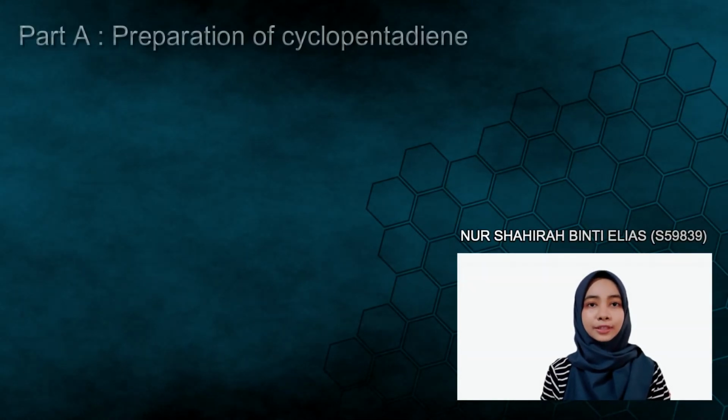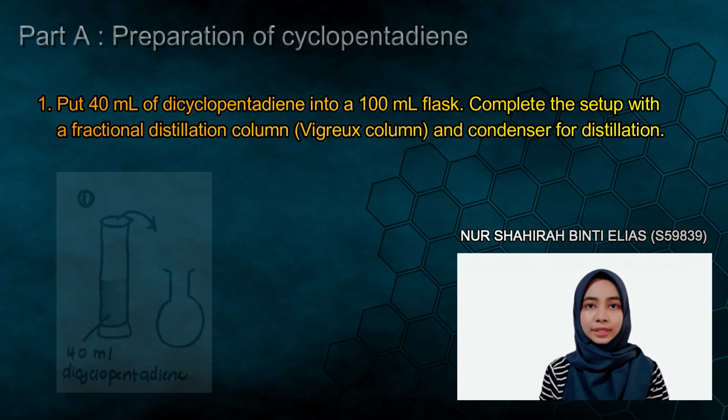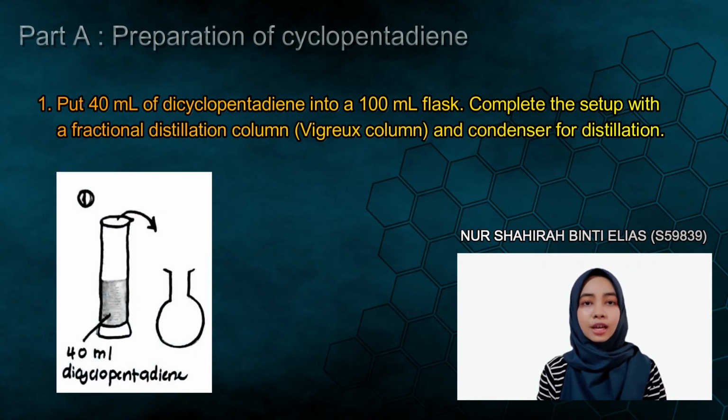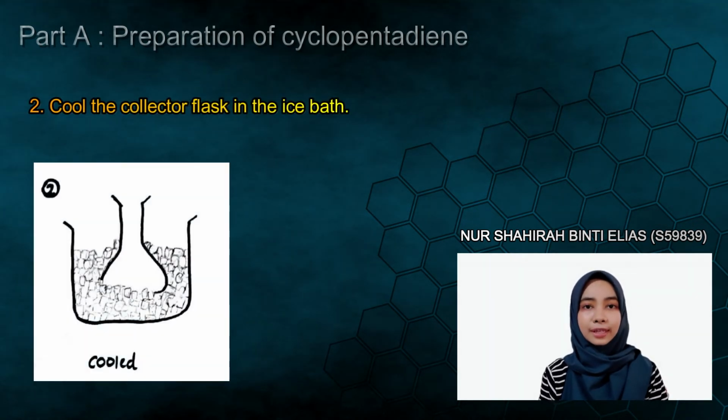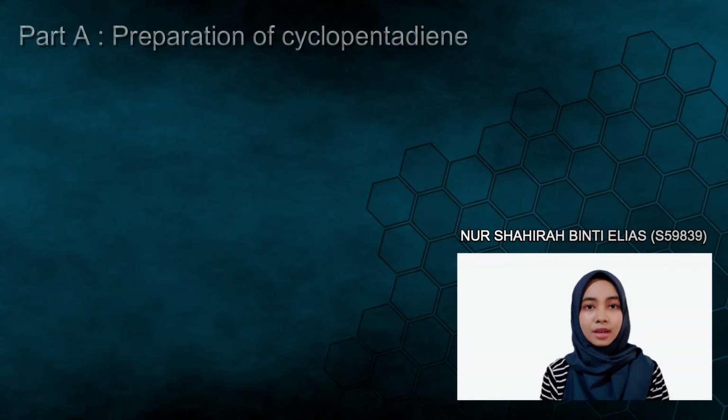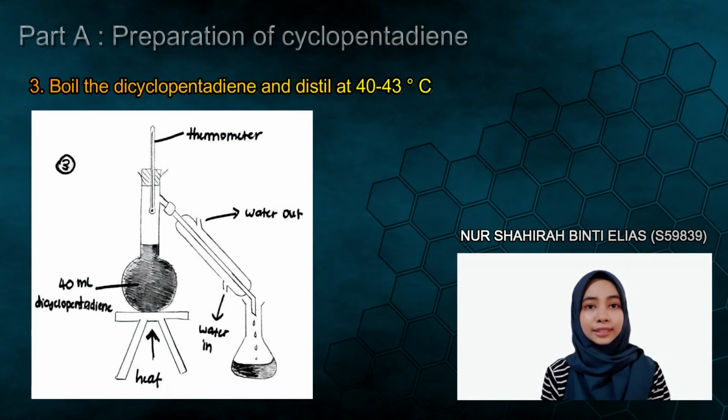There are two steps in the Diels-Alder reaction. First is the preparation of cyclopentadiene. First, put the cyclopentadiene, 40 ml, into a 100 ml flask. Complete the setup with a fractional distillation column and condenser for distillation. Second, cool the collector flask, an aluminium flask, 100 ml, in the ice bath. Third, boil the cyclopentadiene and distill at 40 to 43 degrees Celsius.